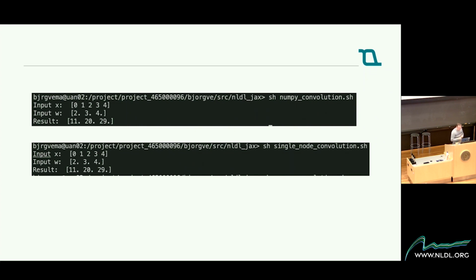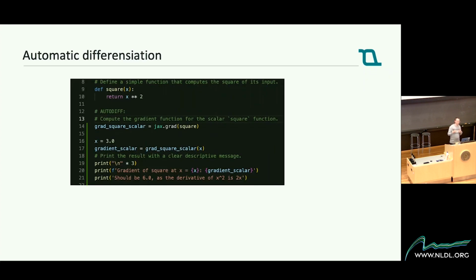Another example is automatic differentiation, and I had never heard about it before I heard about Jax, but apparently it's kind of important for people that do machine learning. Is it correct, or maybe not? But it's really easy to do it in Jax. You just use the jax.grad function, and you get a new function called, in this case, grad square scalar.